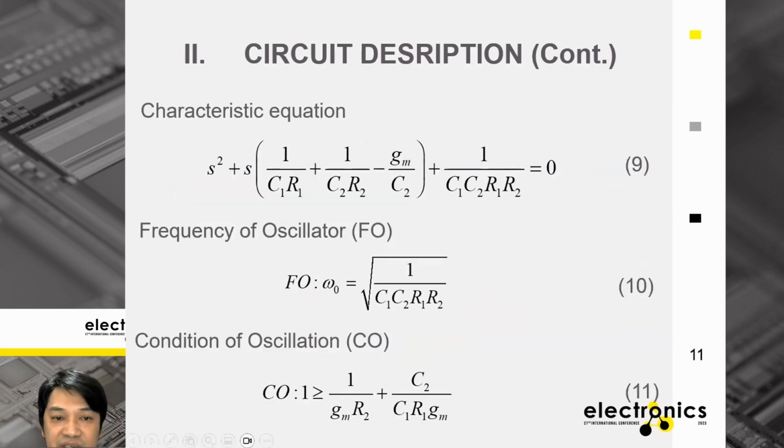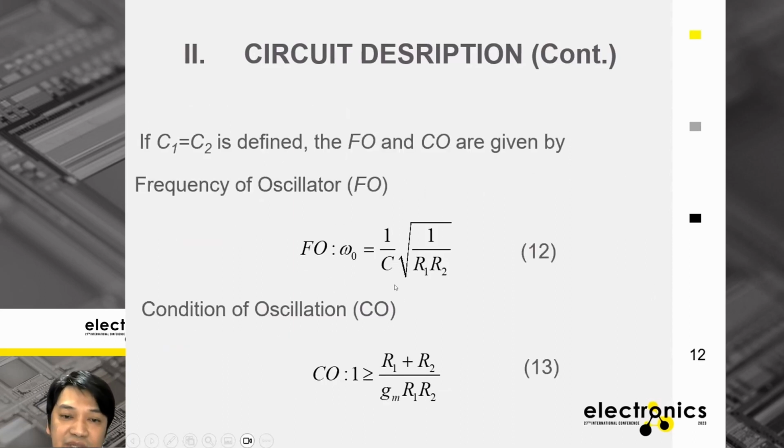Okay, from the circuit above, we can obtain the characteristic equation by equation number 9, the frequency of oscillation FO by equation number 10, and the condition of oscillation by equation number 11. From the characteristic equation number 9 above, if we set C1 equal to C2, the FO and the CO can be obtained as new equations, equation 12 and equation 13.